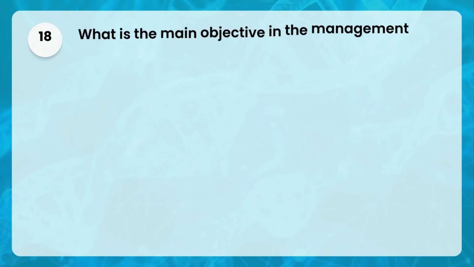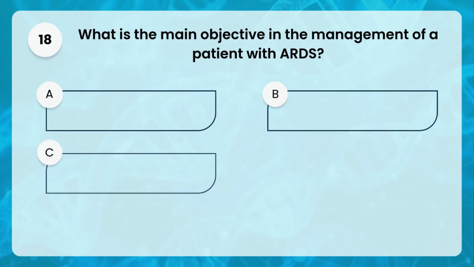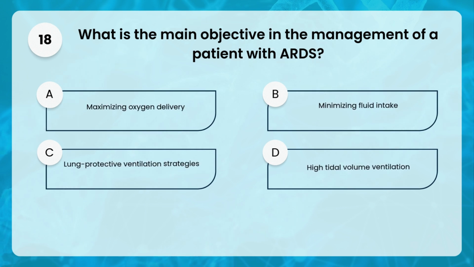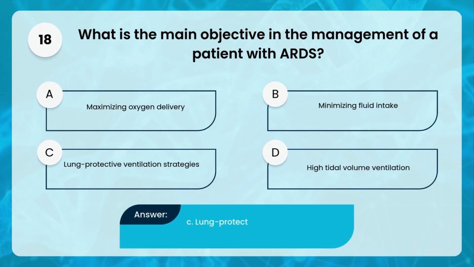Number 18. What is the main objective in the management of a patient with ARDS? A. Maximizing oxygen delivery. B. Minimizing fluid intake. C. Lung protective ventilation strategies. Or D. High tidal volume ventilation. The answer is C. Lung protective ventilation strategies.